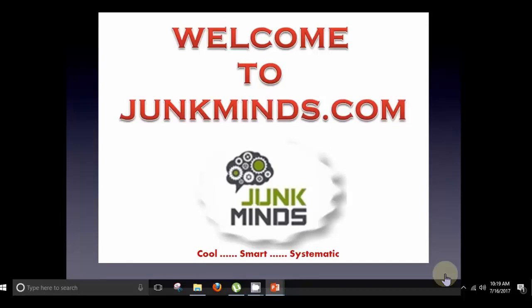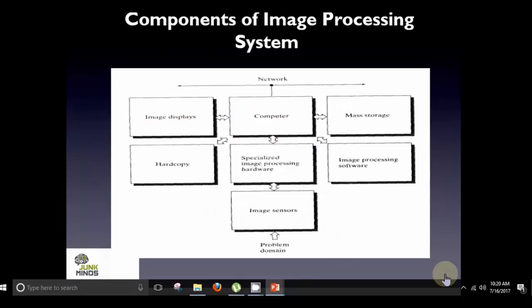Students, in the previous video we saw the different steps involved in an image processing system. In this video, we'll be learning about the different components involved in an image processing system. As you can see, these are the different modules that are involved. The first module that we have is specialized image processing hardware.